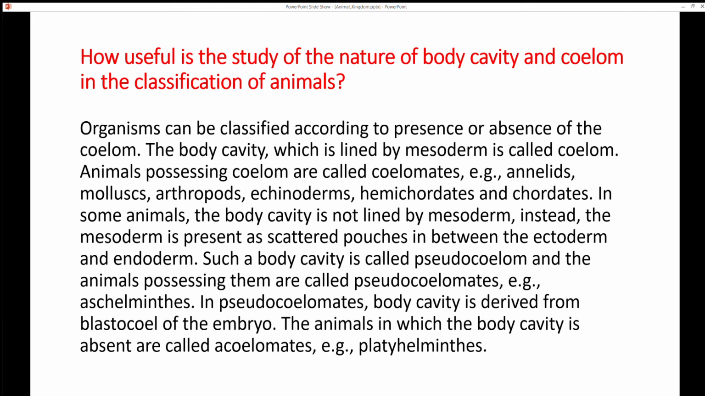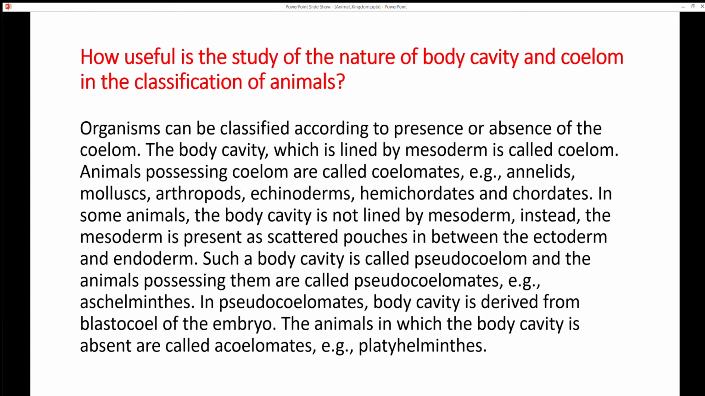echinoderms, hemichordates and chordates. In some animals, the body cavity is not lined by mesoderm. Instead, the mesoderm is present as scattered pouches in between ectoderm and endoderm. So ectoderm and endoderm will be outer layers and endoderm will be inner layer. Mesoderm will be different scattered pouches. Such a body cavity is called pseudocoelom, nothing but false coelom. Pseudo refers to false. The animals possessing them are called pseudocoelomates.